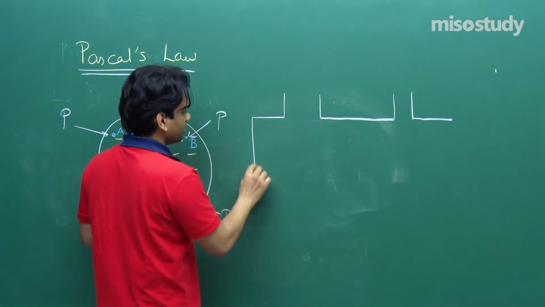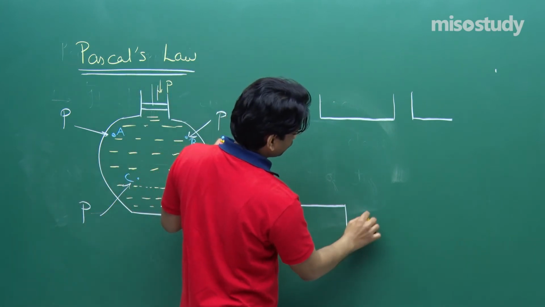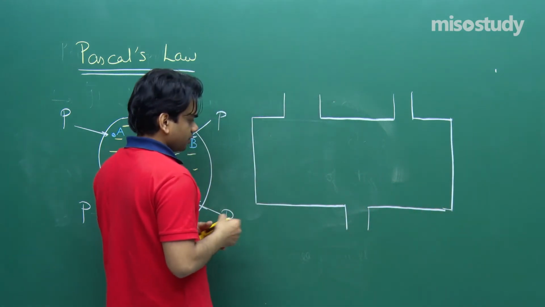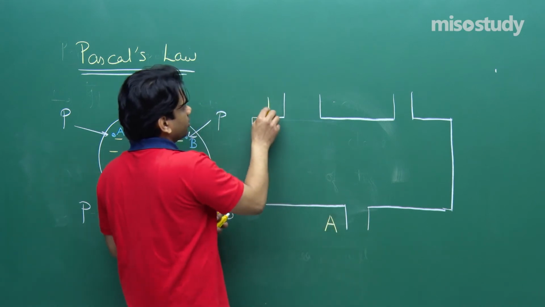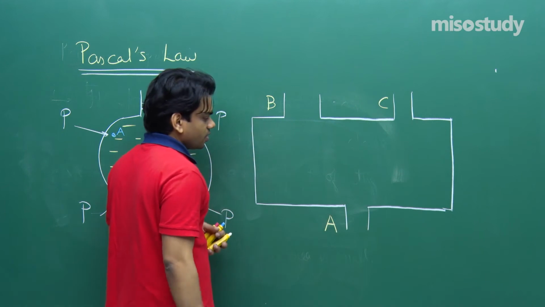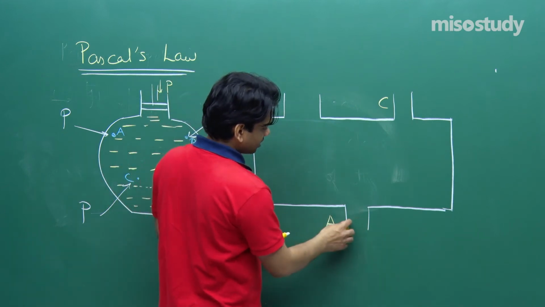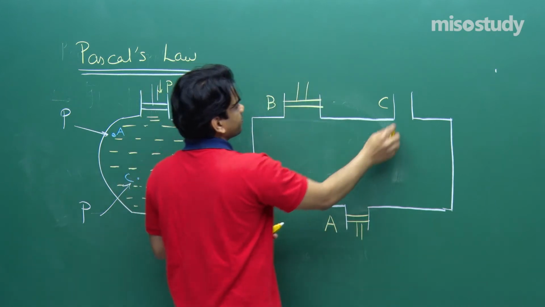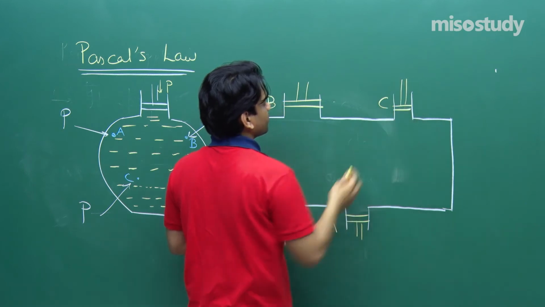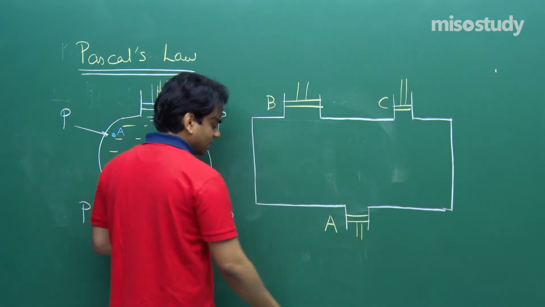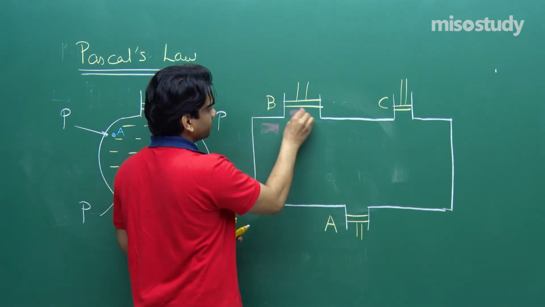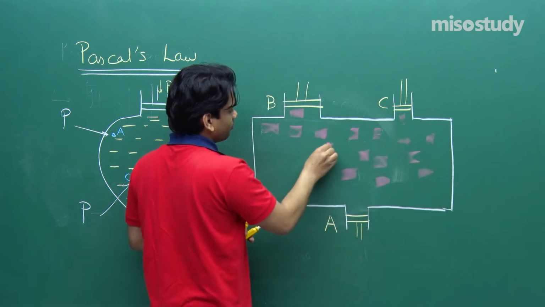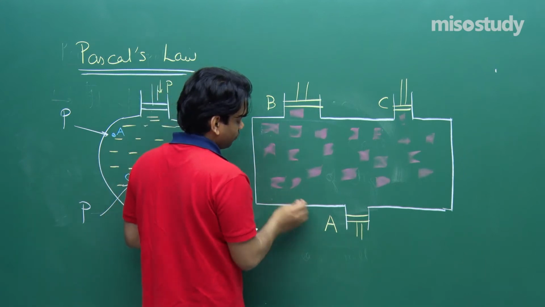Hope you are understanding that I am trying to show you a container. Let's say this is A, this point is B, this is C. Now here we have 3 pistons connected at each of the openings that I have drawn. I have made 3 openings. Let me fill this entire container with a fluid. Hope you are getting that I am filling it with a fluid as shown here.